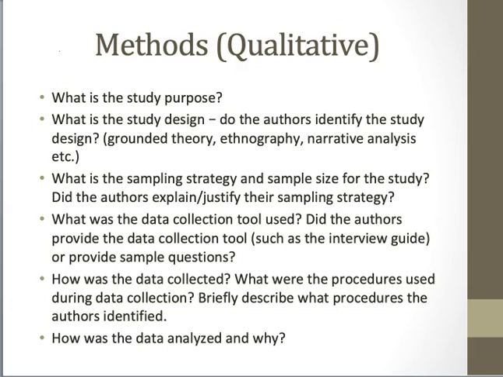So for instance, if they're using maximum variation sampling, then they should explain why they're using maximum variation sampling, or why they're using purposive sampling. So when they are purposefully selecting participants, what are they basing that purposeful selection on? So did the authors explain this sampling strategy?